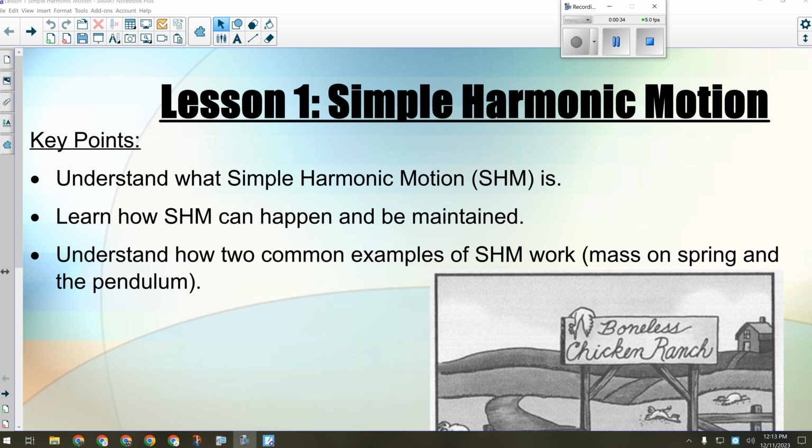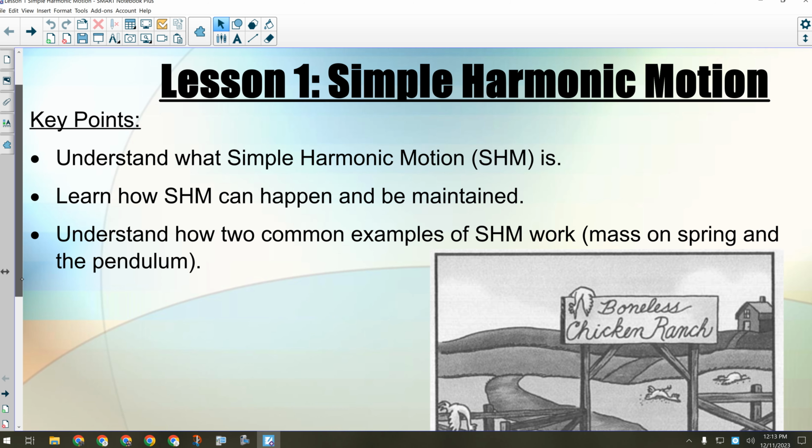So we're going to look at what simple harmonic motion is. We're going to look at how it can happen and be maintained, kind of like what we did on the first day of Unit 3, looking at circular motion, how it happens and is maintained. And then we're going to look at the two common examples of simple harmonic motion, a mass on a spring and a pendulum. Those are going to be our two examples of simple harmonic motion for this unit.